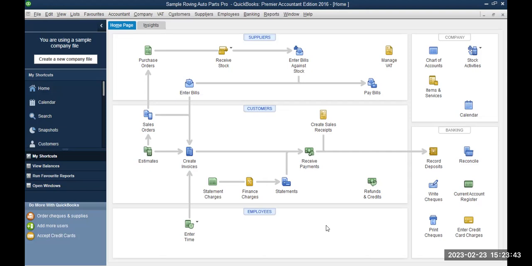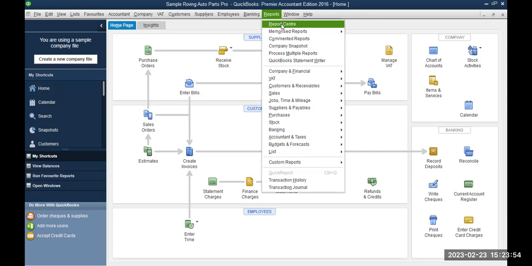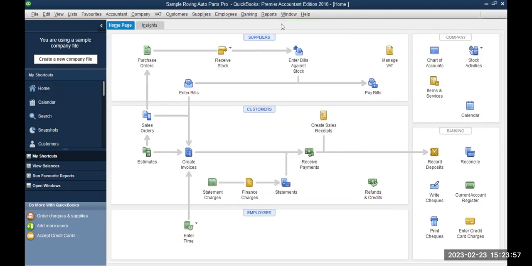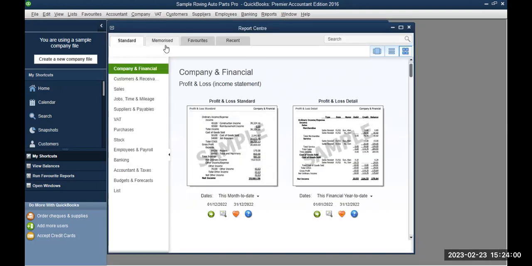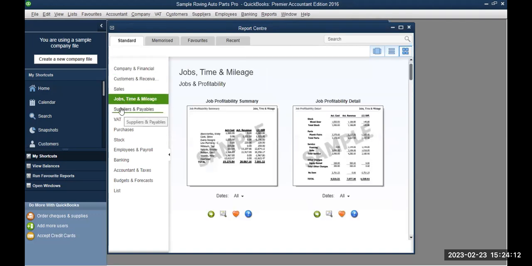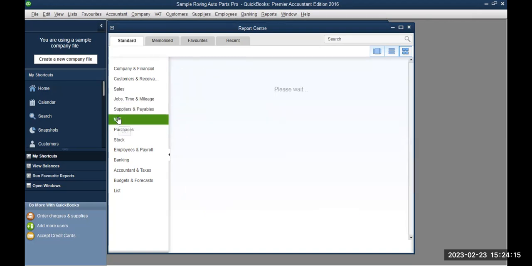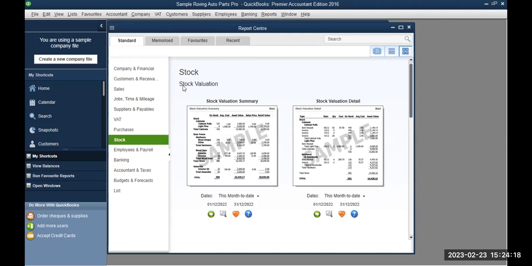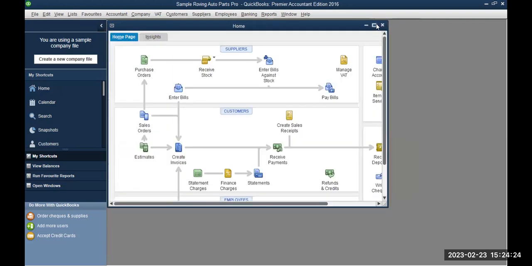We have looked at all the financial statements that you might need, your end of year procedure, and how to back up. But I'm encouraging you, because we've not covered all the details, if you go to the report center in QuickBooks, it shows you all the different reports that are at your disposal, in their different categories: company and financial, customer receivables related, sales related reports, jobs and mileage reports, supplier reports, VAT reports, stock reports. The reports are there, so you can tailor them to your business, your industry, and the needs of your company.